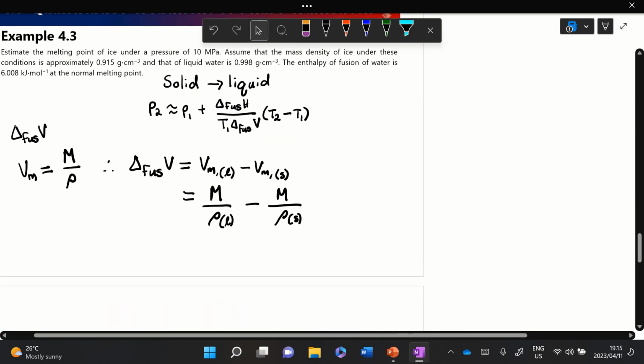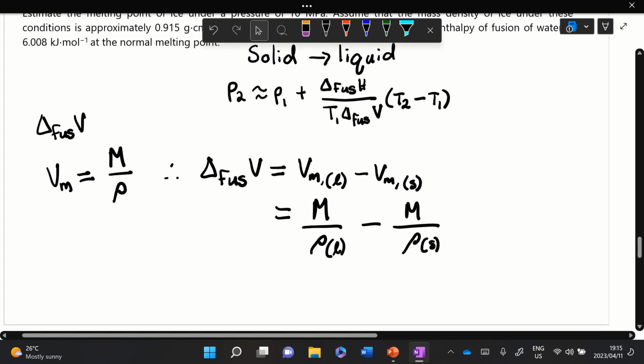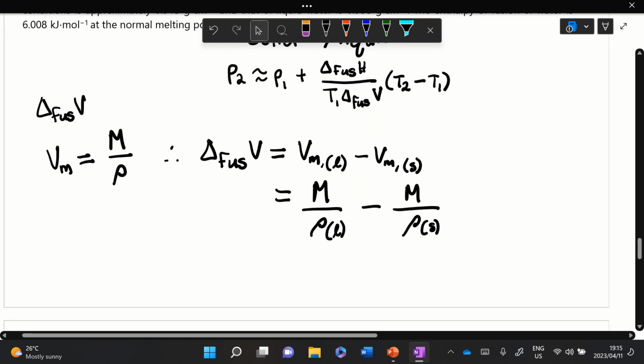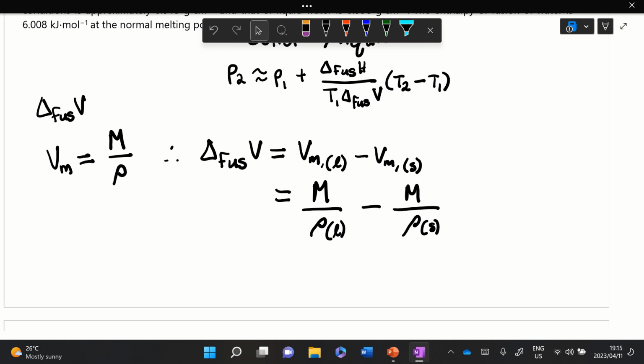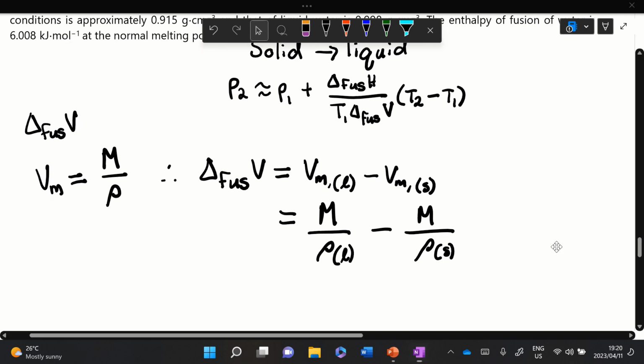Okay, so basically, just to recap, remember, if we're working with the solid-liquid boundary, then you need to use this equation, and to calculate the change in the fusion volume, or the molar volume change, you have to work with the molar volume: the molar mass divided by the mass density will give you the change in the molar volume.